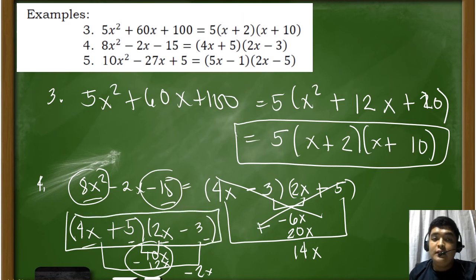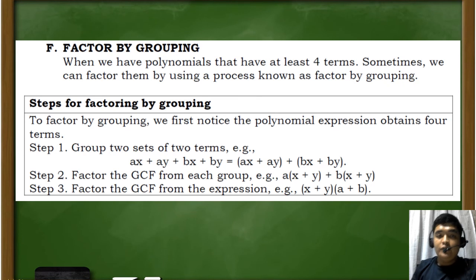Okay, so let's proceed. You can answer number 5 on your own. Now factor by grouping. When we have polynomials with at least 4 terms, sometimes we can factor them using a process known as factor by grouping. Okay, so that's the step. You can read it.